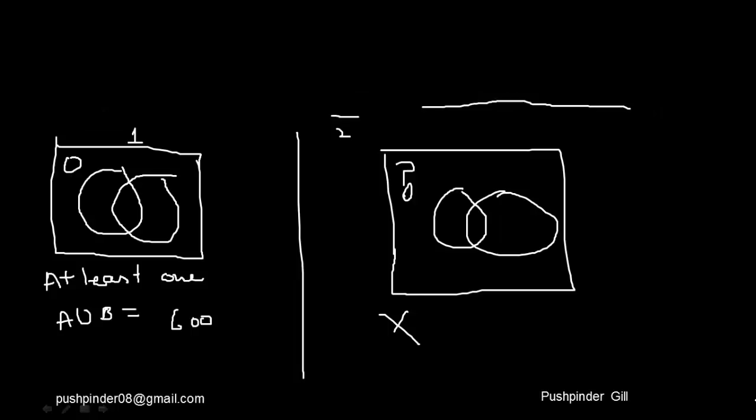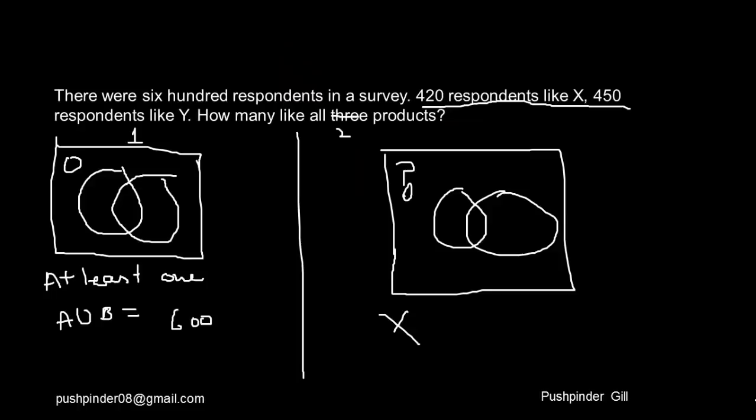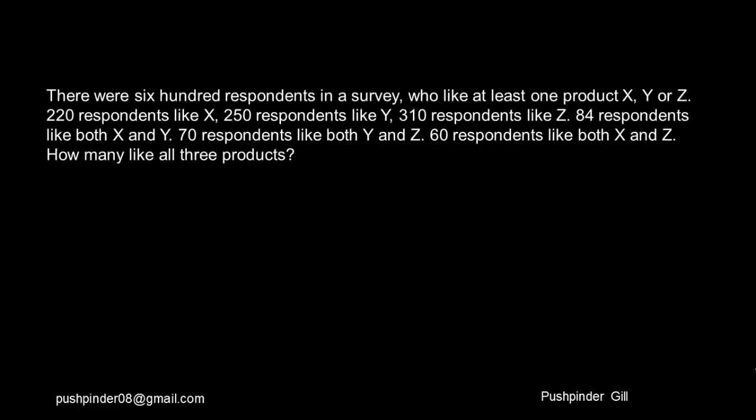All right. Now she's asking me one more question, what if there were three products? Very good question. So what if, instead of only X and Y in this question, there was a third product? Would that change? Yes, it would change drastically. Now let's see how that happens. Okay, now this is a typical question. There were 600 respondents who like at least one of the products X, Y, or Z, 220 like X, 250 like Y, 310 like Z, and so on.